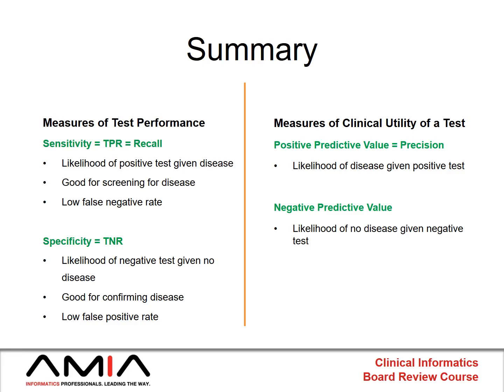On the right-hand side of this, we have the measures of the clinical utility of a test, or the measures of how you interpret the test itself. And these include the positive predictive value. In information retrieval, this is known as precision. It's the likelihood of disease given a positive test. And then we've got negative predictive value, which is the likelihood of no disease given a negative test.